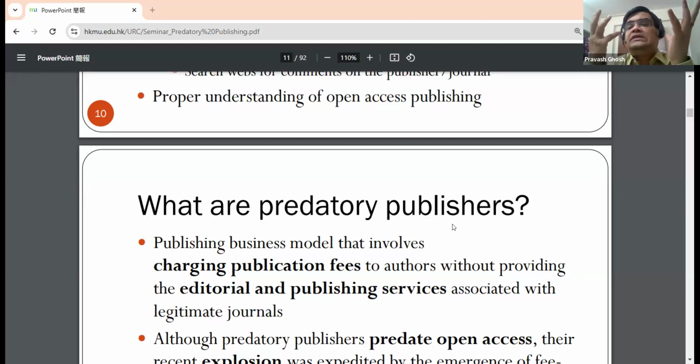So you must understand from this area that this is a predatory journal, right? So first, what are the predatory journal signs? The most important sign is that predatory journals are here to make money. They are not here to give you an editorial service or guidance on how to improve the paper.